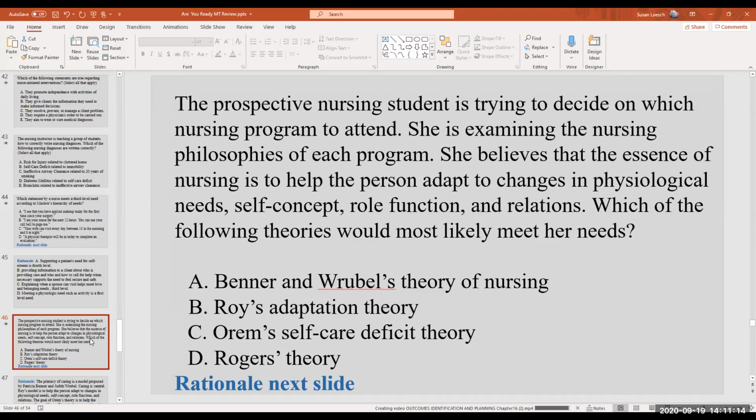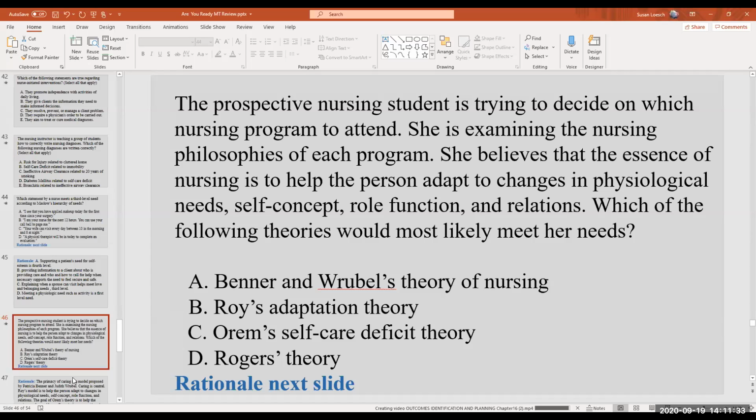Is it B? It's C. I know it's C. I just guess. I guess it's C. It's Roy's adaptation theory, B. B?